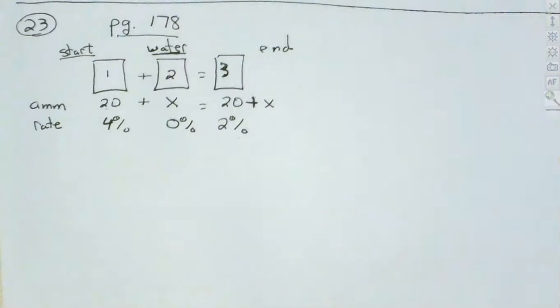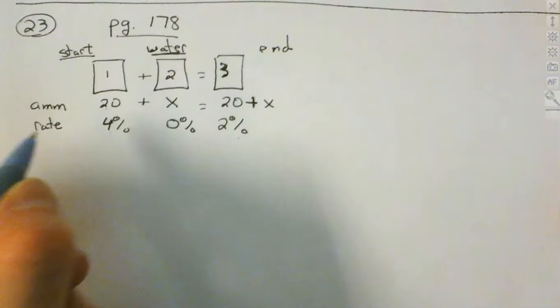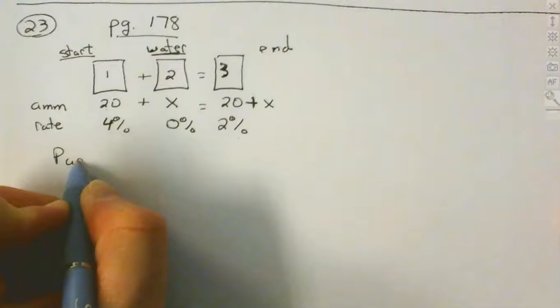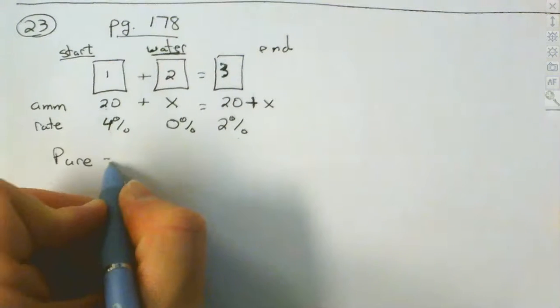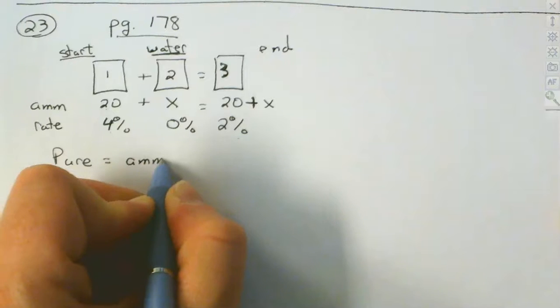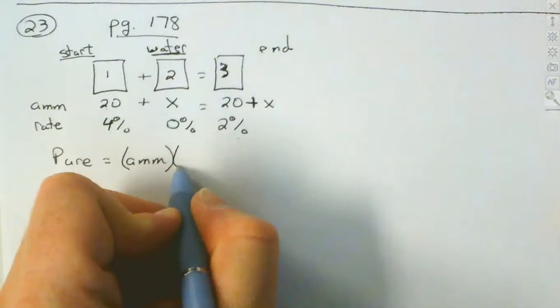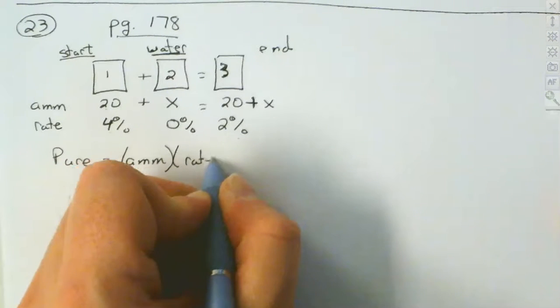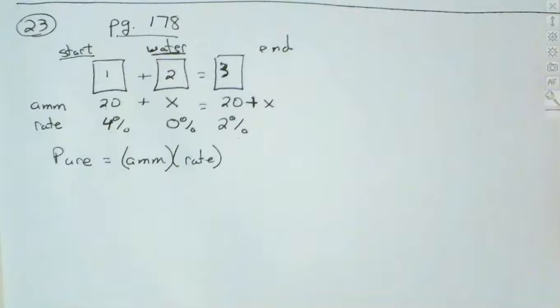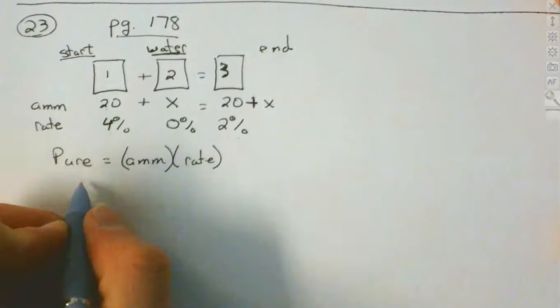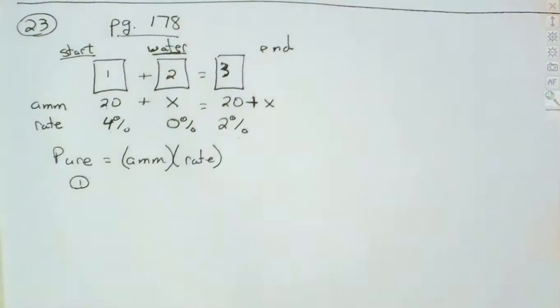Now we need to determine how much water to add. So we do that by looking at our pure. And the pure is the amount times the percentage rate. So amount times the rate is going to give you the pure. So on our first one, these go together.